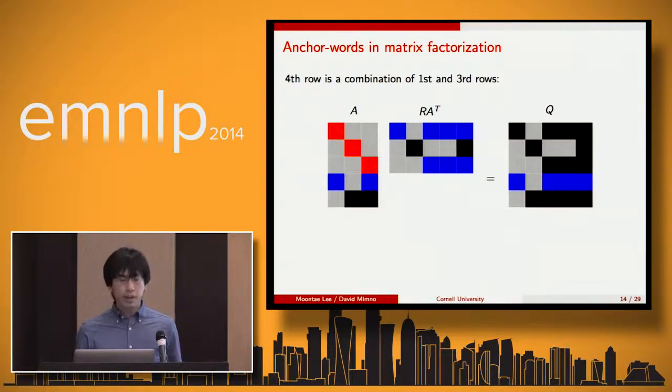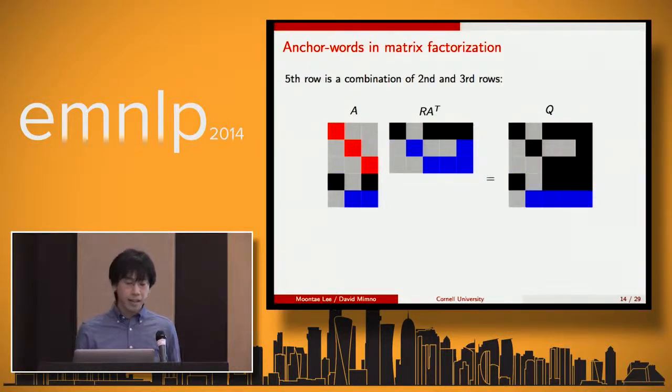Because of matrix multiplication, the fourth row is a linear combination of the first row and third row of RA transpose with respect to those two weight vectors in the A matrix. And similarly, this is for the fifth row. And this figure means the first three rows in Q are the essential ones, and the rest of the two rows in Q could be reproducible as a linear combination of the first three rows, which correspond to anchor words.